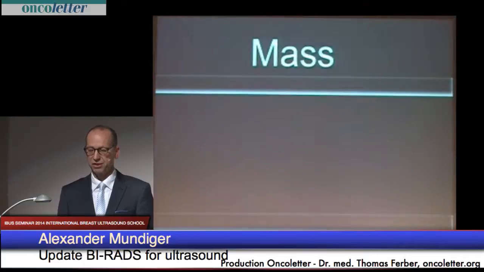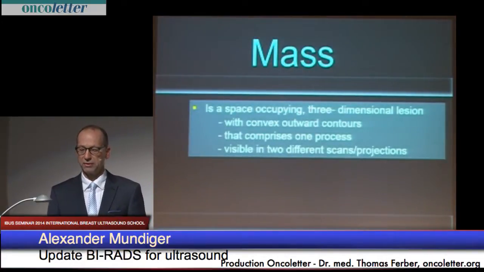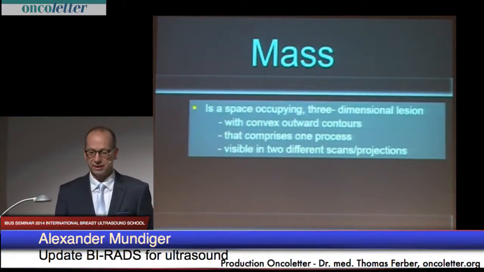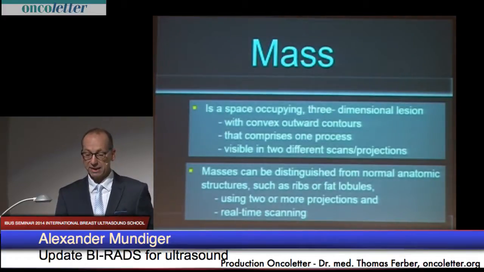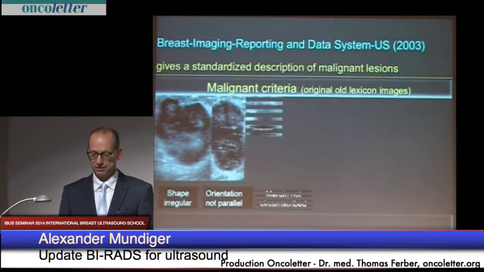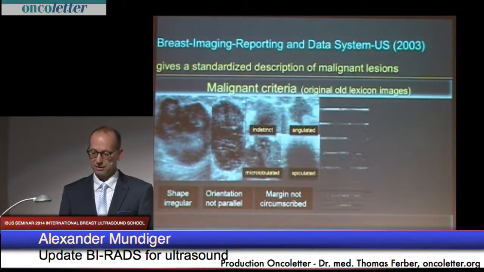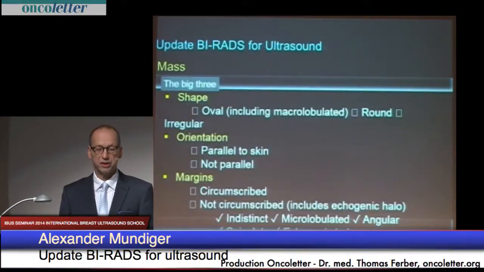And now we come to the feature analysis of the mass, and it's still a space-occupying, three-dimensional lesion with all these criteria you know from the old version, and masses can be distinguished from the normal anatomic structures by just rotating the transducer. That's an easy way to make this differentiation, and these are the old features from the last BI-RADS version, and I can promise you that there will be a lot more beautiful images.